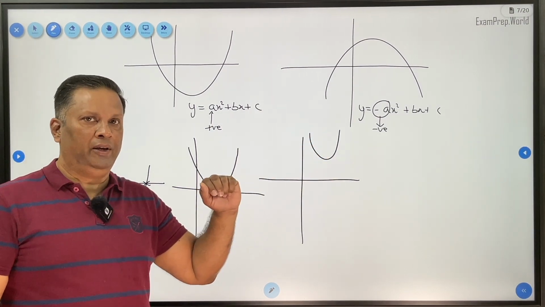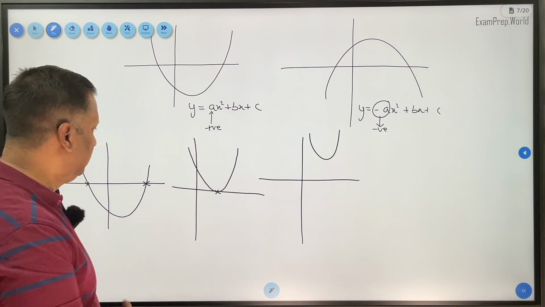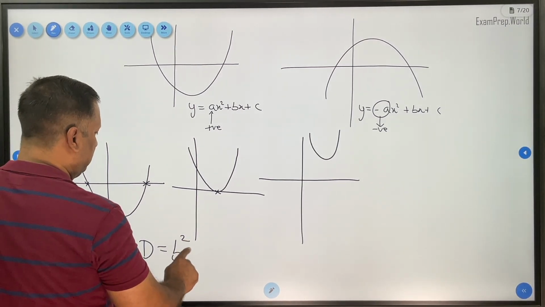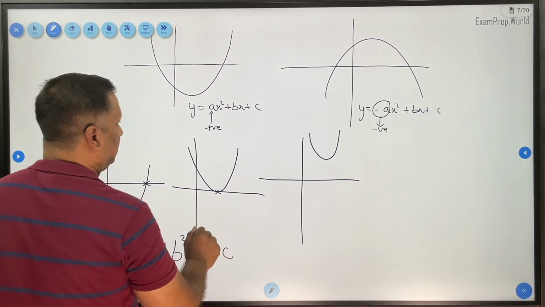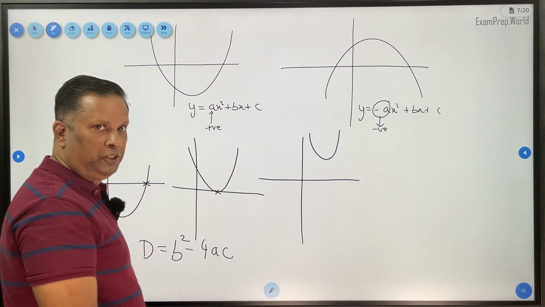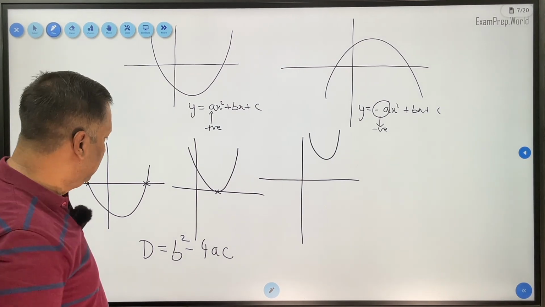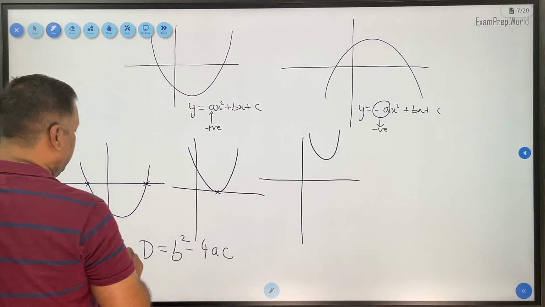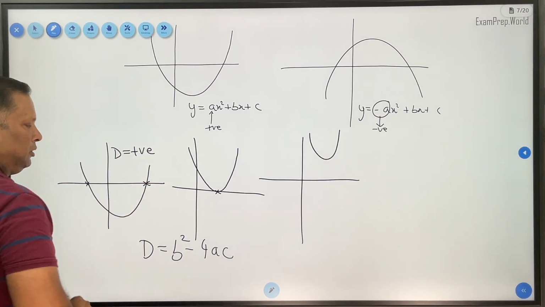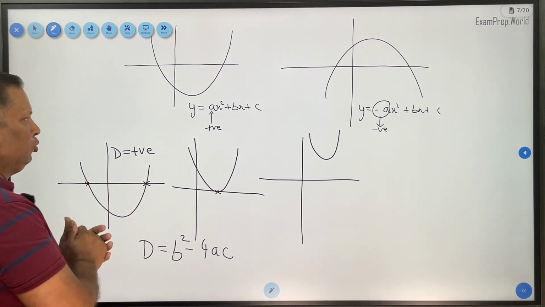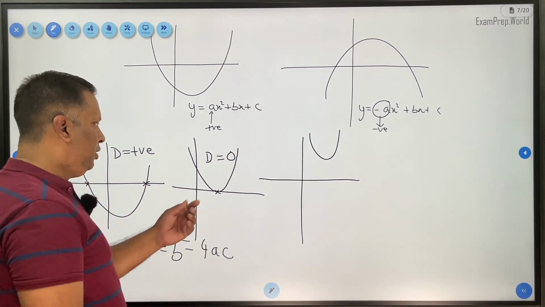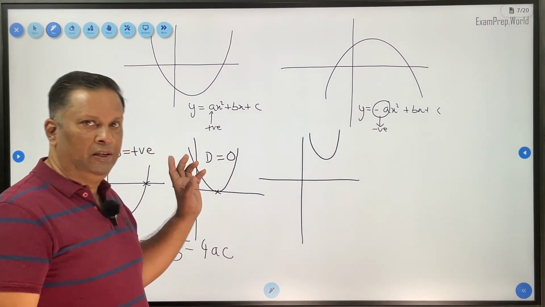How do you identify which one? There is something called the discriminant. D equals b square minus 4ac. Here b square is this b, and a and c are the coefficient of x square and the constant term. You find the value of D. If D is a positive number, it will definitely touch at 2 points. If D is 0, it will touch at only 1 point.